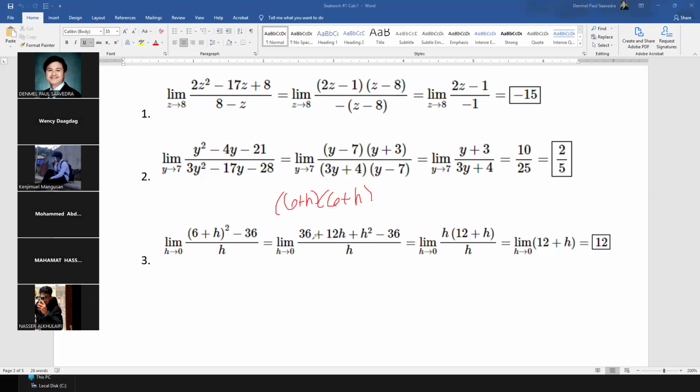And just simplify this one further by, of course, removing the 36, retaining the 12h plus h squared. You can still factor this one out. We can factor out h, resulting into h times 12 plus h over h. And as you can see, we can cancel out h and then retain the 12 plus h. So 12 plus 0 is simply 12.